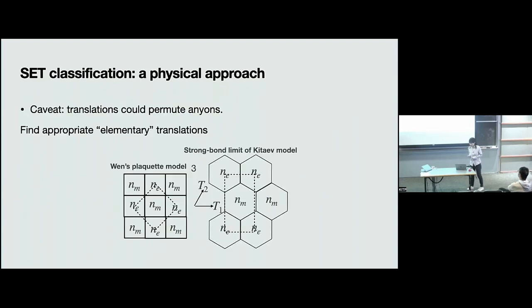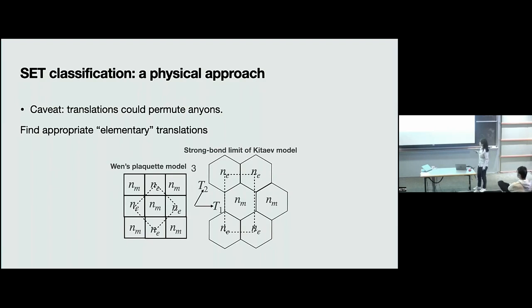Another twist in the classification scheme is that we also have the scenario where translation permutes the anyons, unlike the prototype toric code model. There are also models, say, proposed by Xiao-Gang Wen and another certain limit of the Kitaev model, where the translation is realized as a permutation between the electric charge and the vison, the E and M particles. So here, translation is a very non-local action in that it permutes the anyons and changes the superselection sector.